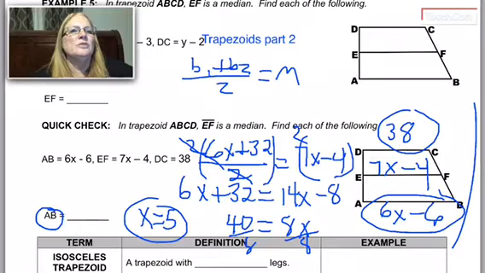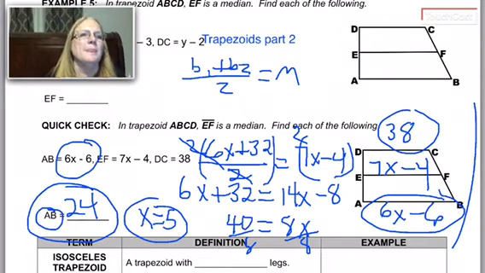And then we're going to substitute that into AB, and you get 6 times 5 minus 6. So that would be 30 minus 6. AB is 24. Okay, so that was just following up the last video. I think it cut off before we got the final answer.